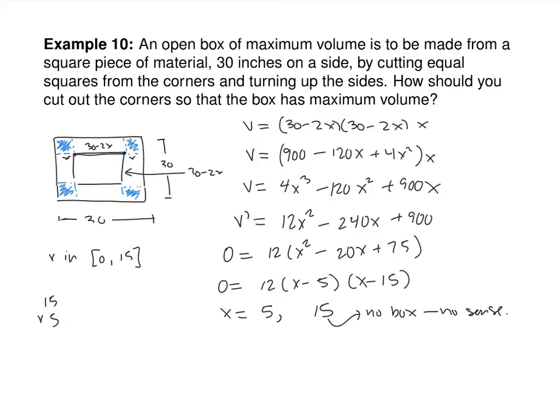So the second one, the 15, makes no box. It makes no sense. That's a minimum value. Does that make sense? Okay. X equals 5. How would you verify that that made a max volume? You'd find, probably, I'd use the second derivative because it's not very hard to find it. So V double prime is 24x minus 240.